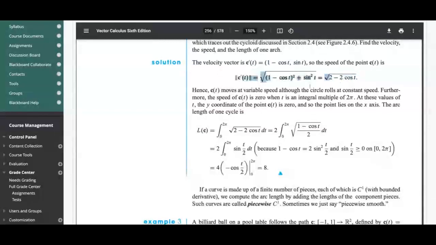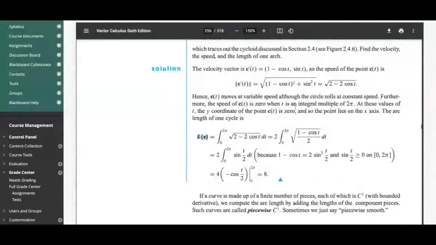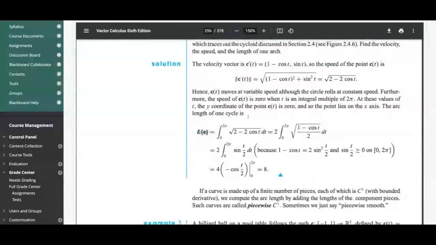Then the arc length of one arc. So that goes from 0 to 2 pi. The integrand is the magnitude of the velocity vector. And how do we calculate this?